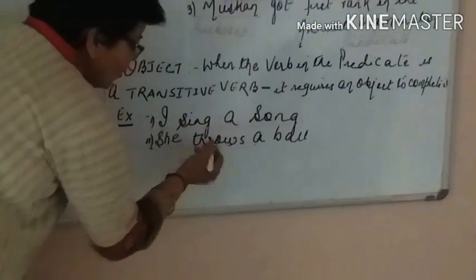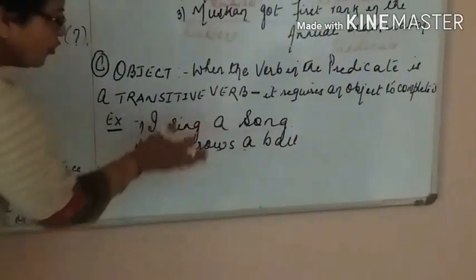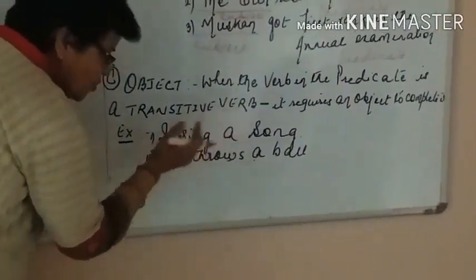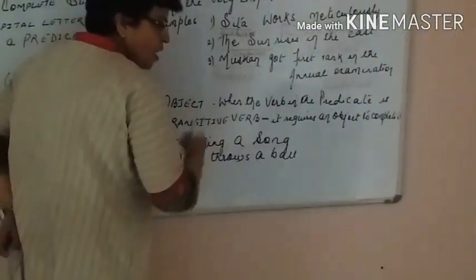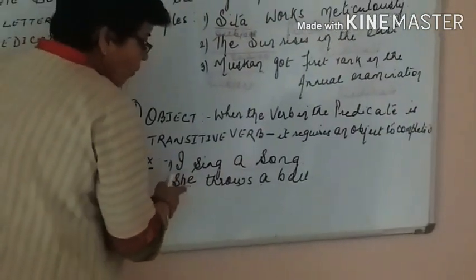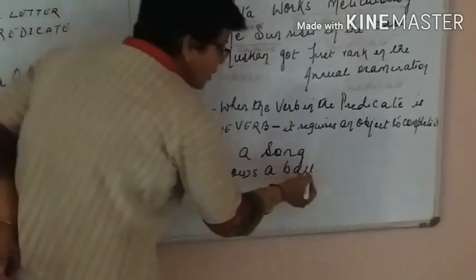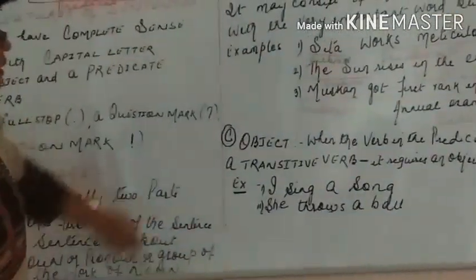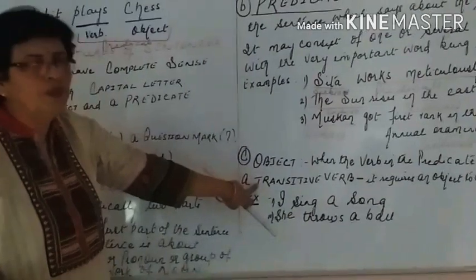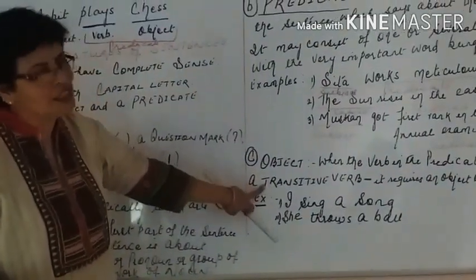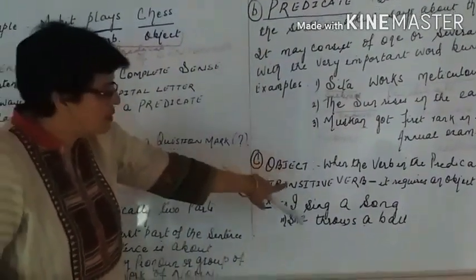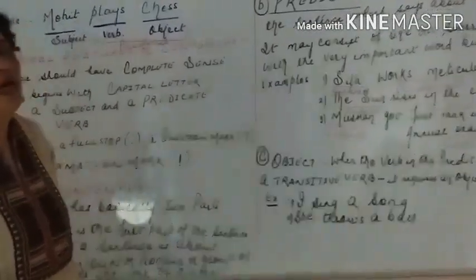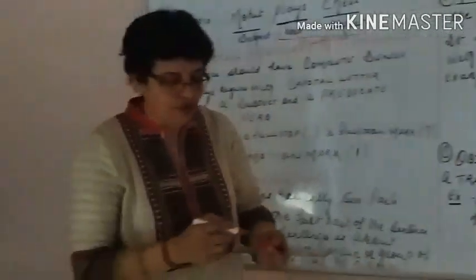She throws. What is she throwing? And it always carries a question. With the help of the question, you can get the answers also. I sing a song. What do I sing? A song. What does she throw? A ball. So, with transitive verbs, the question what can be asked. The object gives an answer to the question what, and transitive verbs require an object for completion.